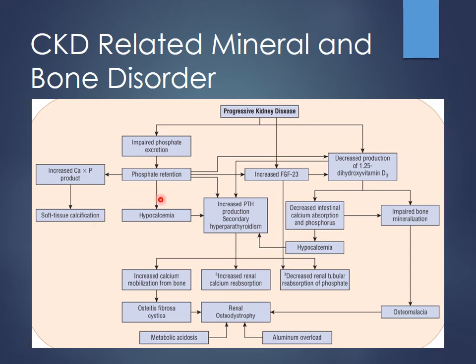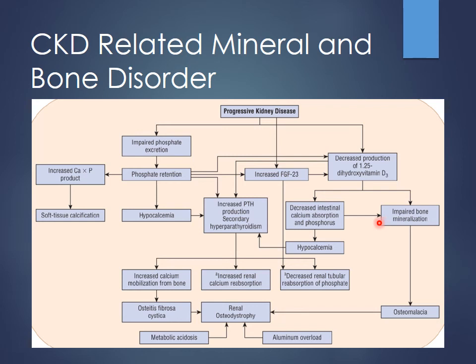Okay, maybe one thing you run into. Also here, you're going to have decreased production of that 1,25-dihydroxy vitamin D. Do you guys remember what the name for that is? Calcitriol, yep, so that's the activated form. So if you have that, you're going to have decreased intestinal absorption of calcium and phosphorus.